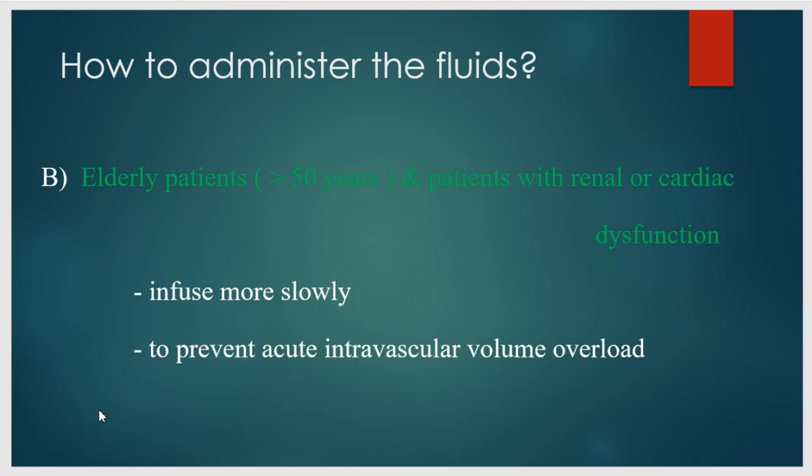Whereas in elderly patients, more than 50 years we are taking here, and patients with renal or cardiac dysfunction, the infusion should be slow to prevent acute intravascular volume overload in this group of patients. So always take care of this. In elderly patients, infusions should be slow. Don't overload the patient.